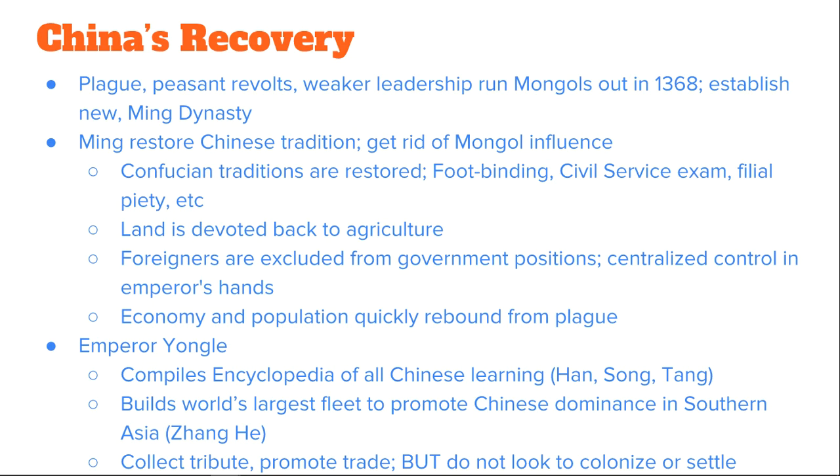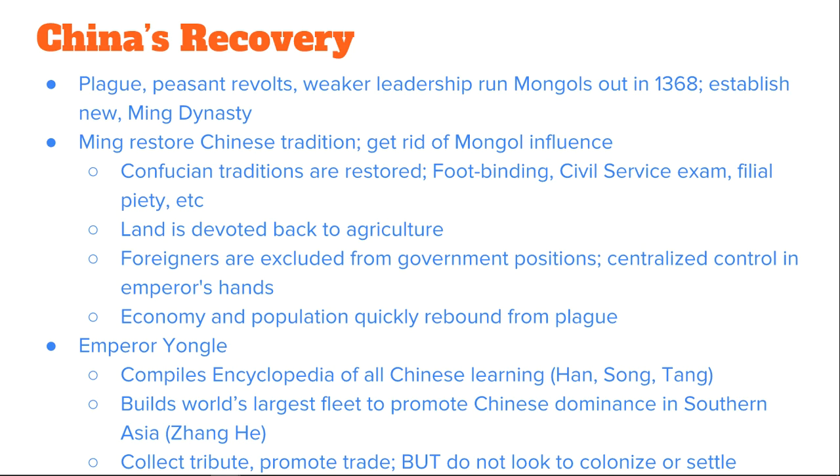This is a massive change because if you remember, the Mongols were known for dragging talented, skilled people from all over the empire and bringing them back to China in order to help facilitate the bureaucracy in China, which they themselves really had no skills in running. So by getting rid of all foreign control, this really centralizes power in the hands of the emperor.